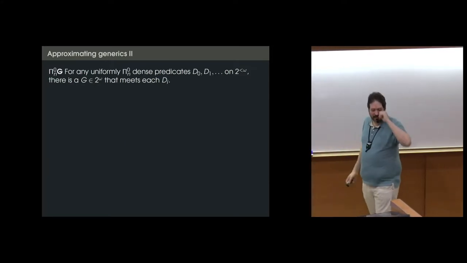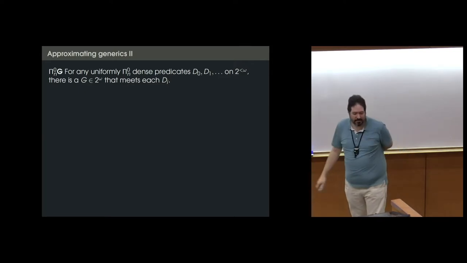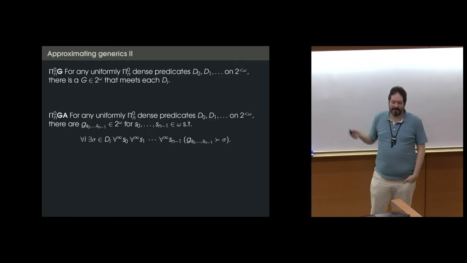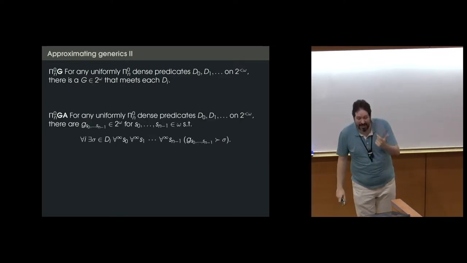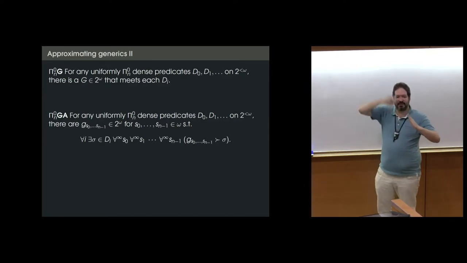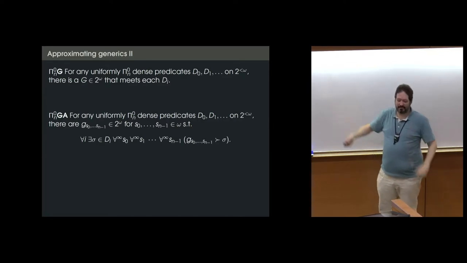And by the way, before I get to the other ones, let me mention that you can extend this. So this is my one slide that goes beyond I sigma 2. You can define Pi 0 n G in the obvious way. You have Pi 0 1 dense predicates. And now you can define Pi 0 n GA. And the approximation now is in the sense of the generalized limit lemma, where you have the limit of the limit of the limit of the limit, right?